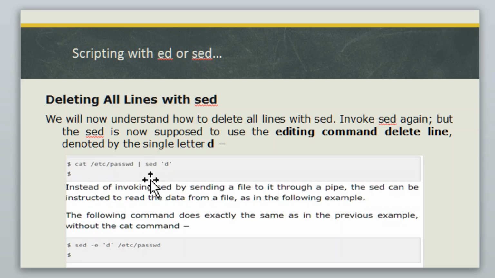But instead of invoking sed by sending a file to it through a pipe, sed can be instructed to read the data from a file as in the following example. So we can actually get rid of that pipe there, and what we can do instead is sed -e 'd' in single quotes on this file. It works just the same as above when using a pipe, except down here we can just do it as one command. It's going to read that file anyways.